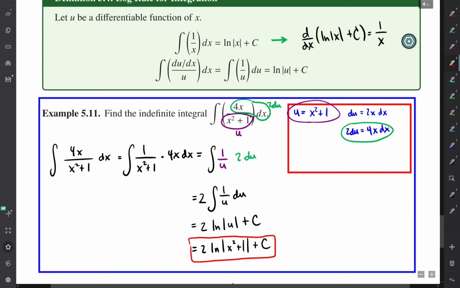And then we should check that this actually worked. So let's take the derivative of 2 ln of x squared plus 1 plus c, and we'll get 2 times 1 over x squared plus 1 times 2x, because that's the derivative of x squared plus 1, which is indeed equal to 4x over x squared plus 1. So our check worked out, because that was exactly what we started with up here, 4x over x squared plus 1.